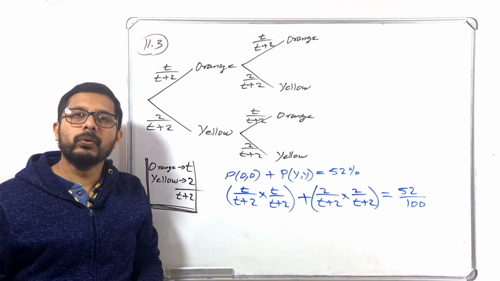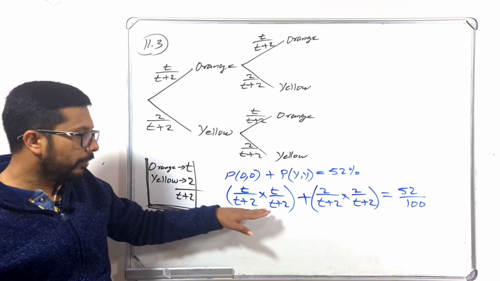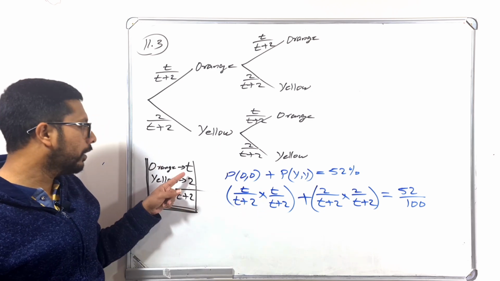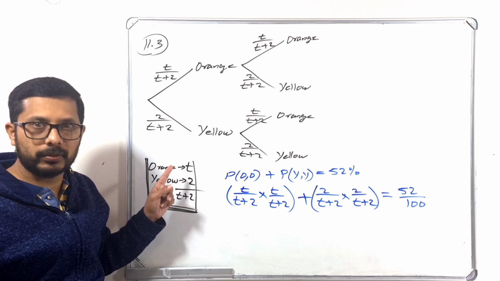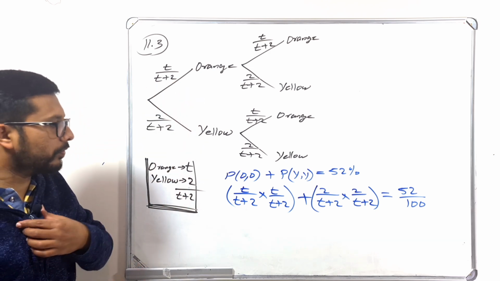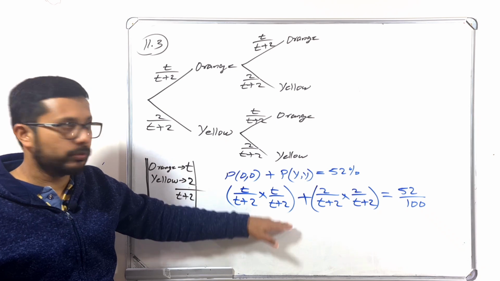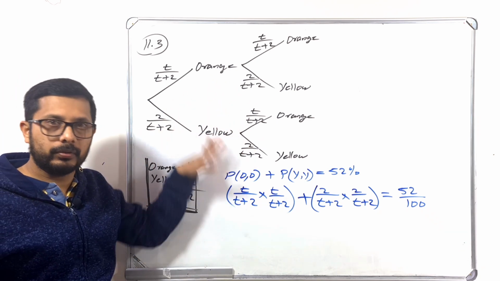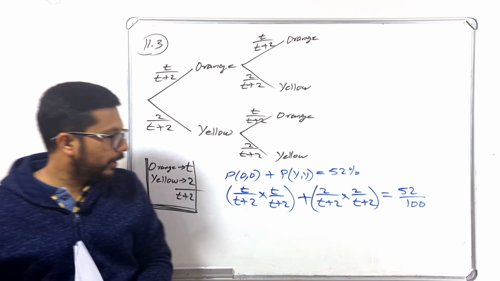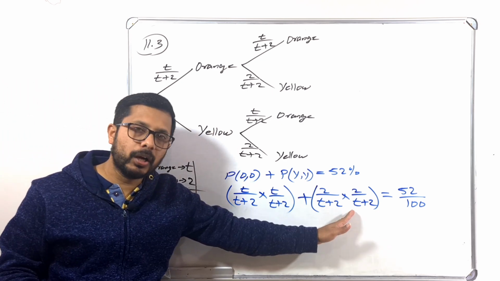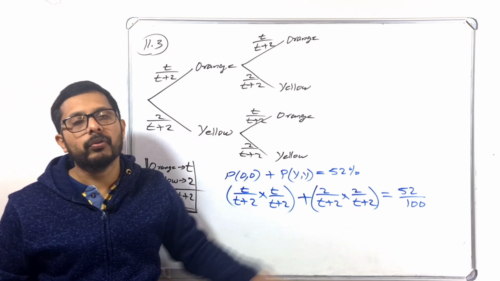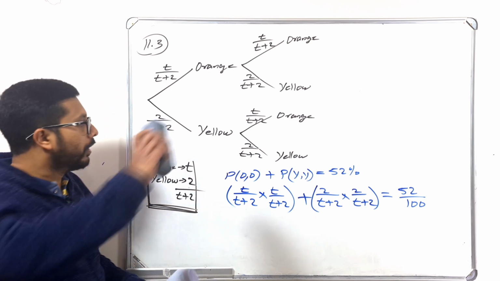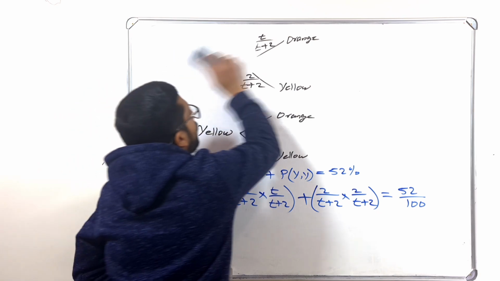Now we have to simplify this and find the value of t. How many orange balls are there? So let me erase this one. We already have this. Those who didn't write this tree diagram, you have to pause the video and draw this. So this is the equation we have, and from this equation we have to simplify and find the value of t. Solve that and find the value of t.